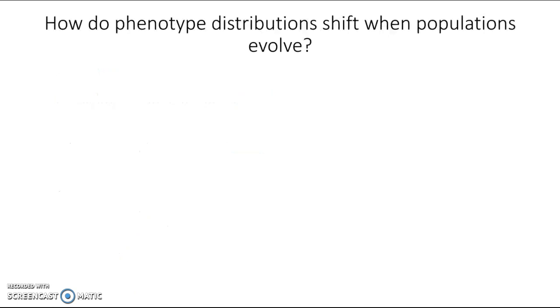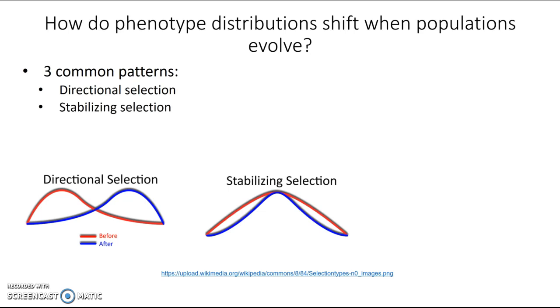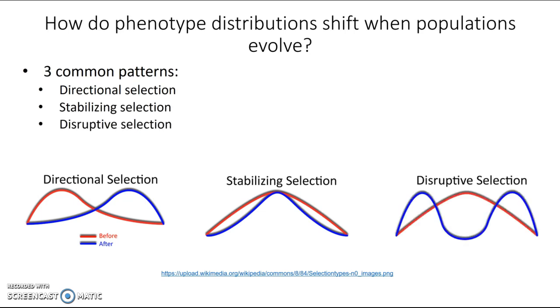So how do these phenotype distributions, or these bell-shaped distributions, shift when populations evolve? There are three common patterns that we see in nature. They are directional selection, stabilizing selection, and disruptive selection. And these drawings down here are indicating what's happening to the bell-shaped distribution curve, where the red is showing the initial and the blue is showing what would happen after the selective process. So in this video, we're going to go through each one of these in just a little bit more detail.